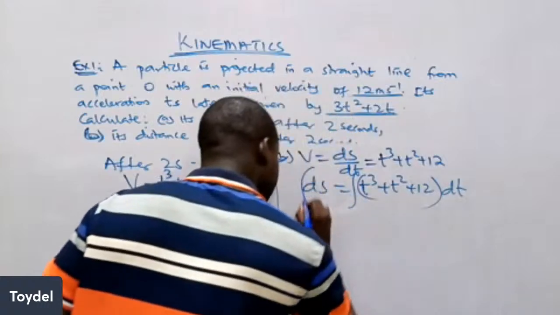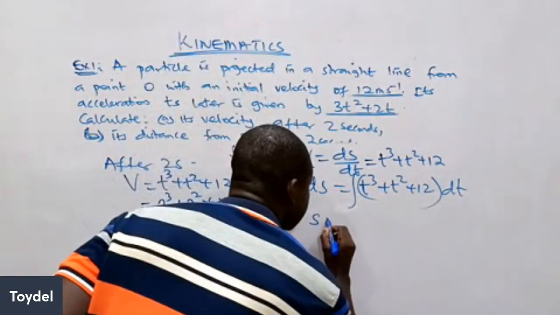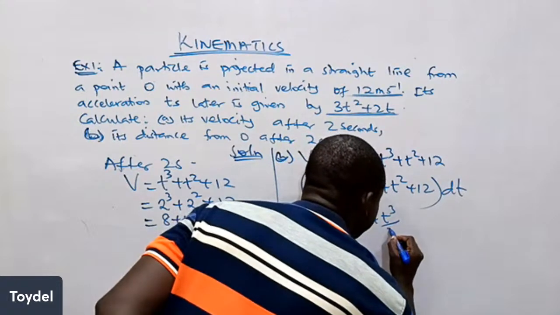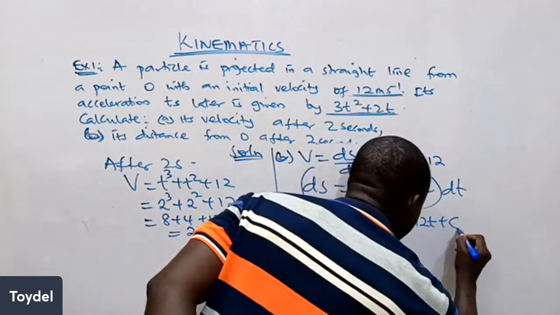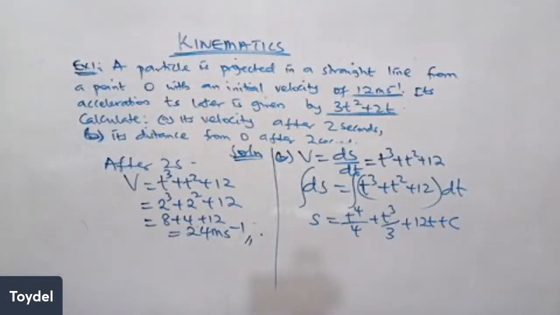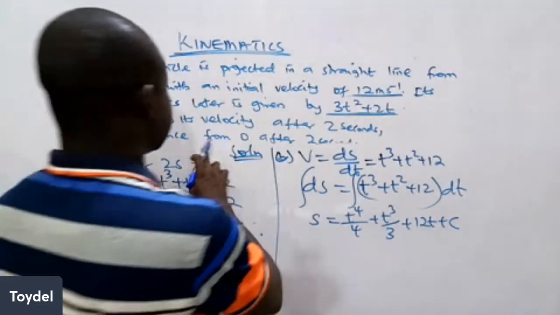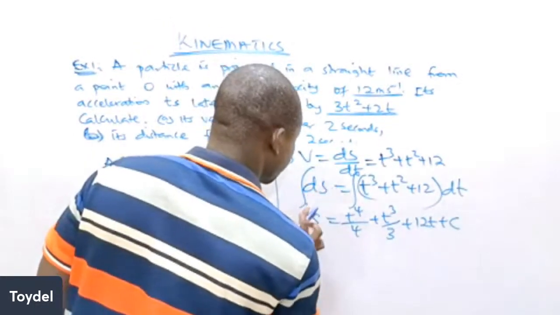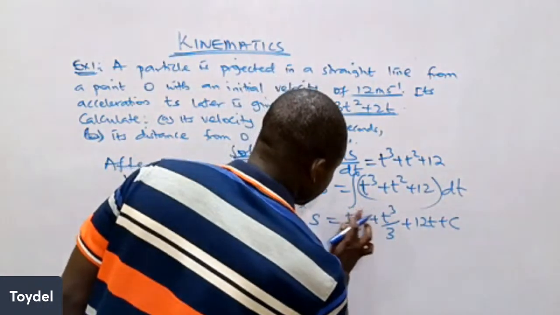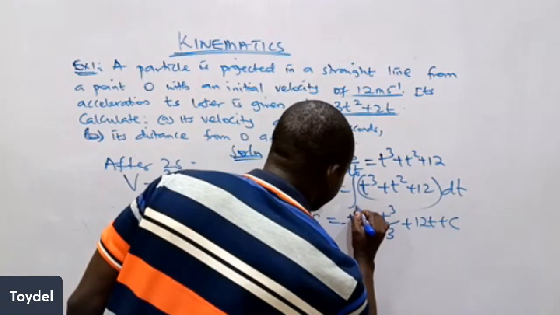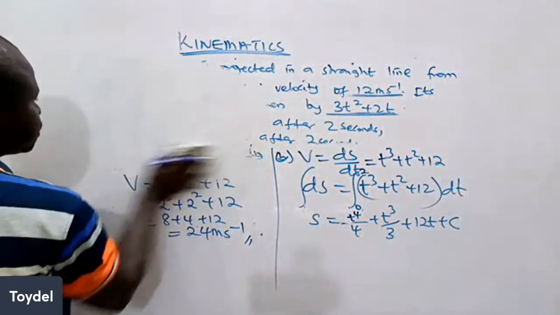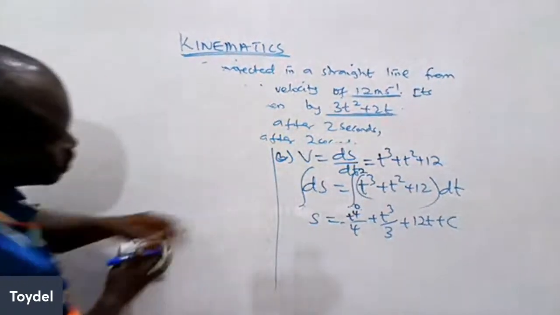If we integrate, this will be s equal to t to the power 4 all over 4 plus t cubed all over 3 plus 12t plus an arbitrary constant. That is what we are going to get when we integrate. But we are looking for the distance from 0 after 2 seconds. That will be from 0 to t, that is the implication.